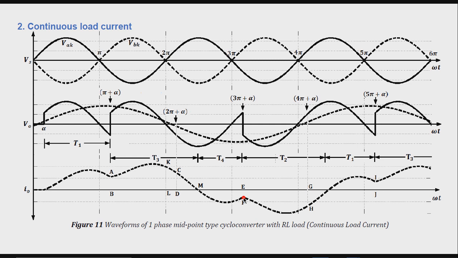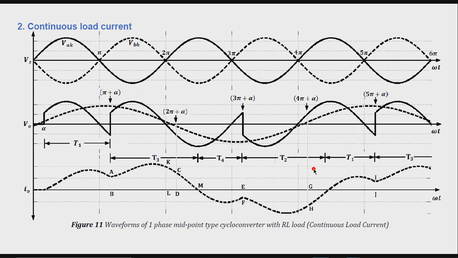Now T4 is commutated as T2 is triggered at omega t equal to 3 pi plus alpha. So then the load current becomes more negative than EF at omega t equal to 4 pi plus alpha. This is because T2 is on, so load voltage is negative.